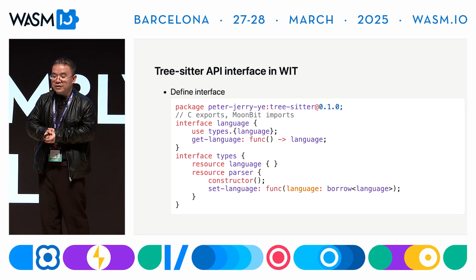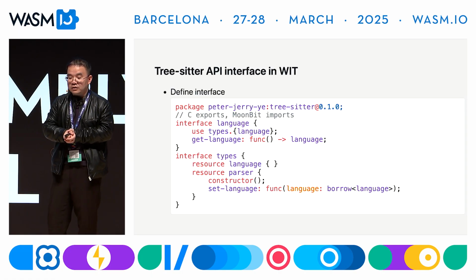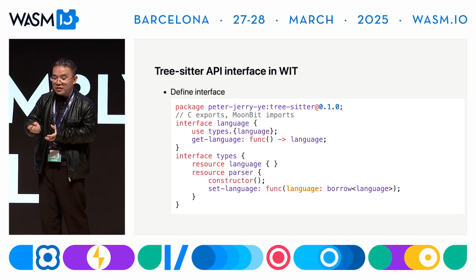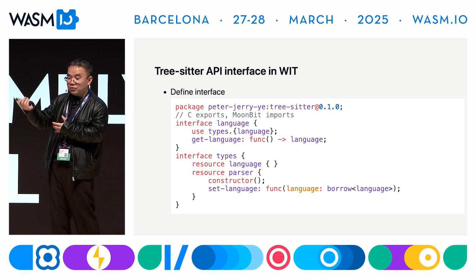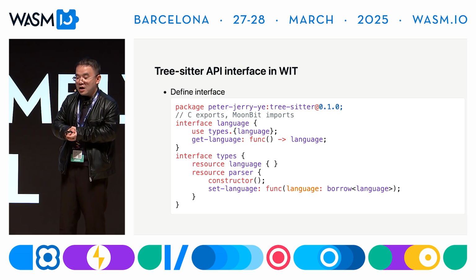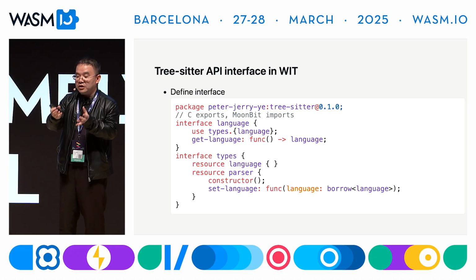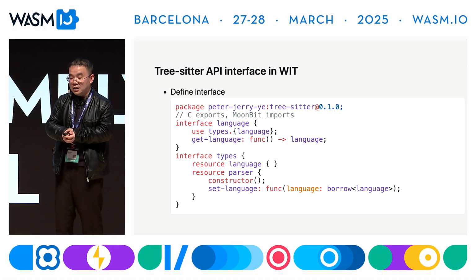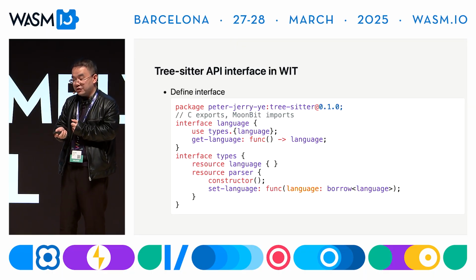So this is roughly the Tree-sitter interface. Here we define two interfaces. One is language, the other is types. Because the parser is a heap object, it is a resource, so we make it a resource. And then for the same interface, in the C part we export the resource get-language, and in MoonBit we call the get-language as a consumer.